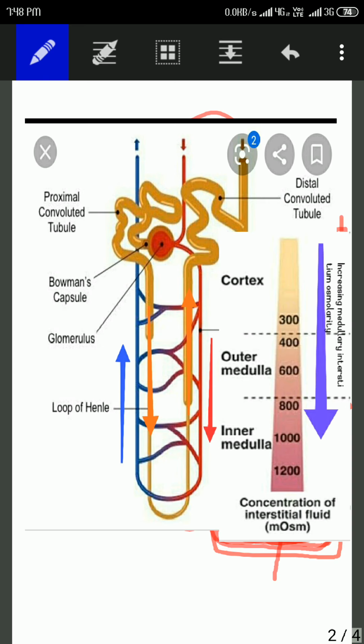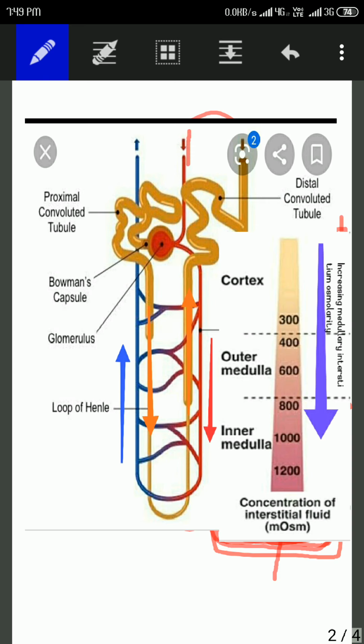Another important thing: we know the unit of the kidney is the nephron, and the nephron is located in this way, which we can see here. This is the glomerulus, then we have PCT, then the descending limb of loop of Henle, then the ascending limb of loop of Henle, then DCT, and finally the collecting duct. The urine flow in the descending limb and in the ascending limb of loop of Henle is in opposite directions.